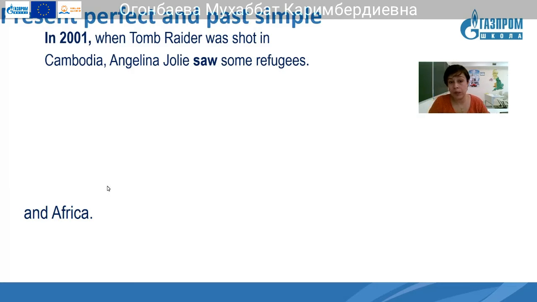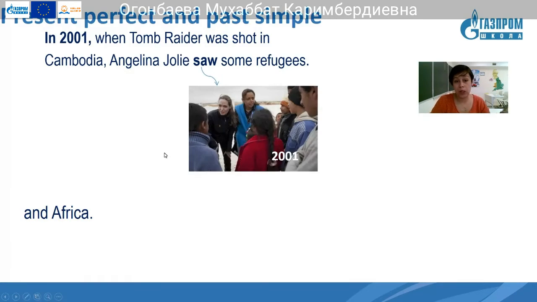Suban is giving his opinion about past simple. Past simple, something that happened in the past. So refugees, it's a fact in the past, and we talk about this in the present time. Past simple is used with the time. So we can mention time in past simple, 2001. You see in the beginning of the sentence, 2001, he saw or she saw some refugees. It's a fact about the past.